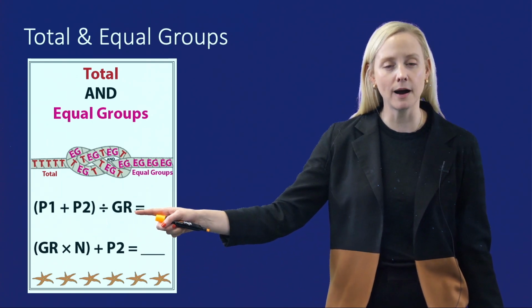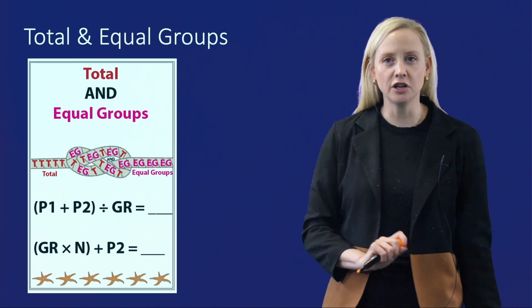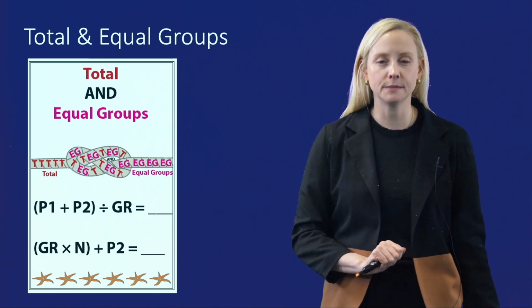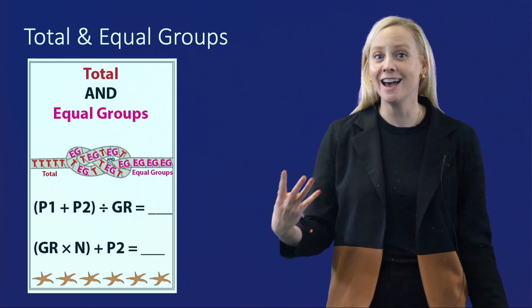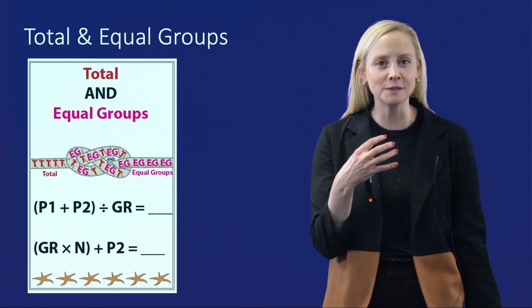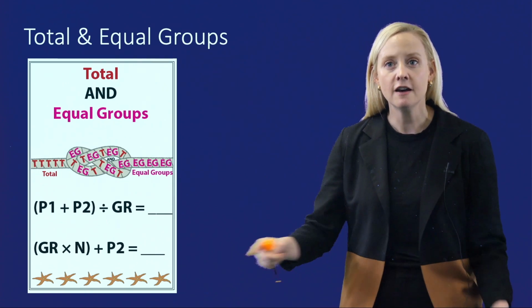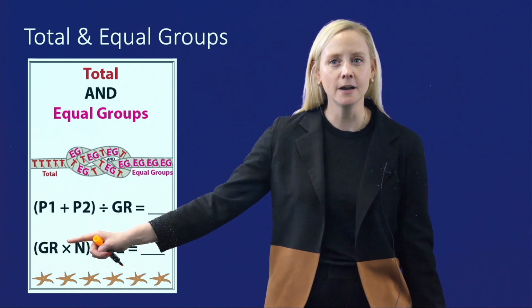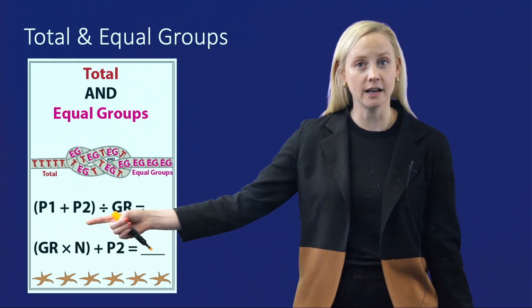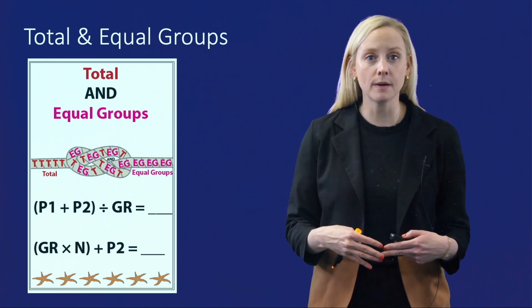an equal groups problem with a known product. Our second equation, open parentheses GR times N, close parentheses plus P2 is the same as blank. Again, here we see the equal group schema and the total schema coming together in one equation. We will use this equation when students are multiplying and when we have an unknown product, and then when they add.